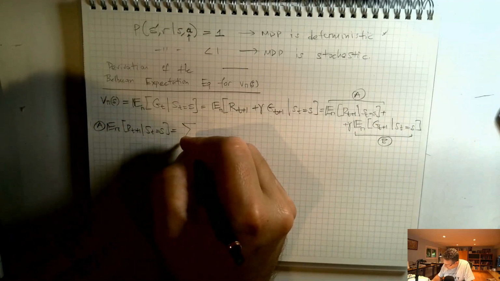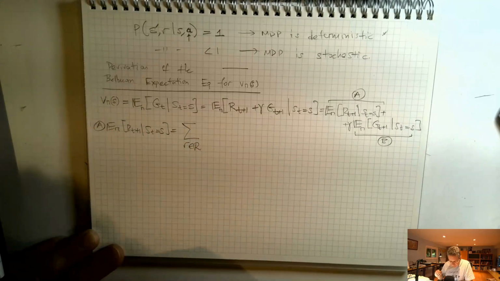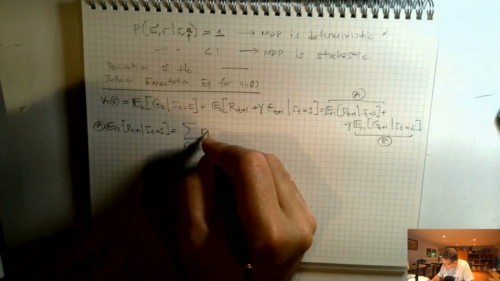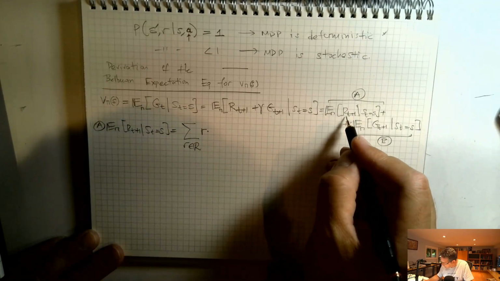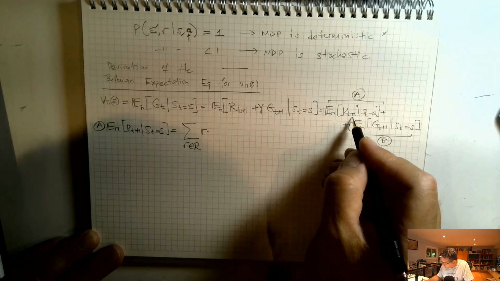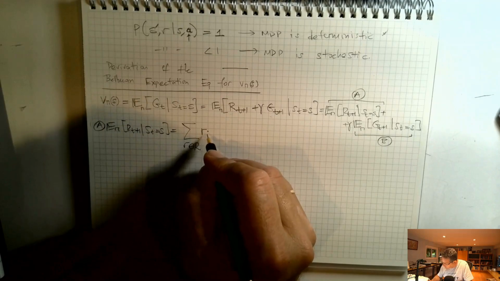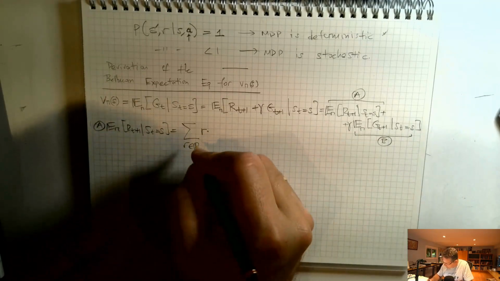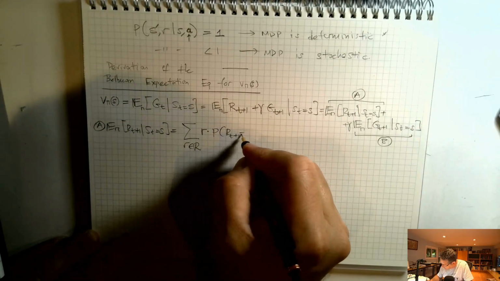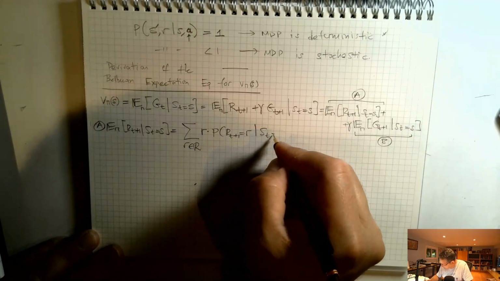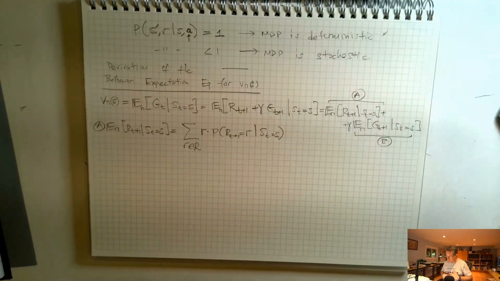over all rewards R that belong to the set of rewards, times, that's the definition of an expectation for that random variable. That random variable is the future reward. So it's an expectation over the set of all possible rewards. So it's R times the probability distribution of rewards, P of Rt plus 1 is equal to R given St is equal to s. I hope you agree that's the definition of an expectation operation.